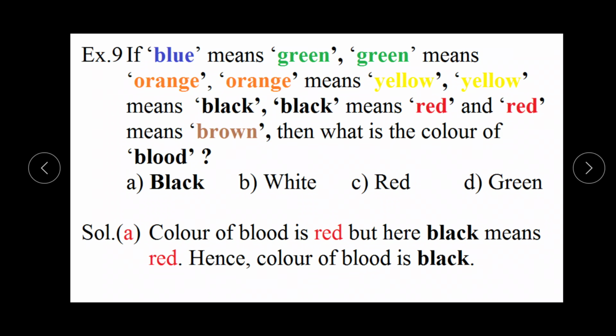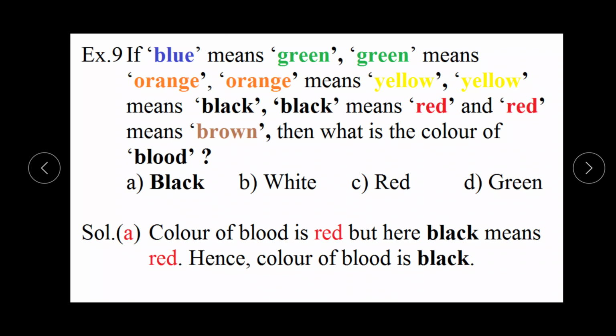And in the second, I said that the language is different. It means here it will be used "means": blue means green, green means orange, orange means yellow, yellow means black, black means red, and red means brown. Then what is the color of blood?